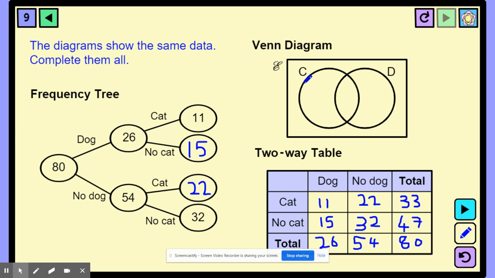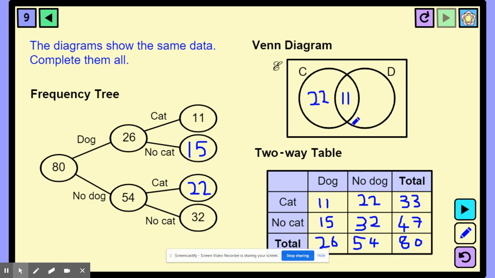Okay, so within the cat circle, I need to make sure that I'm representing all 33 people. However, I know 11 of the people have a dog as well. So 11 are going to go into the intersection, the overlapping part. And then the other remaining 22 will go in just the cat section.